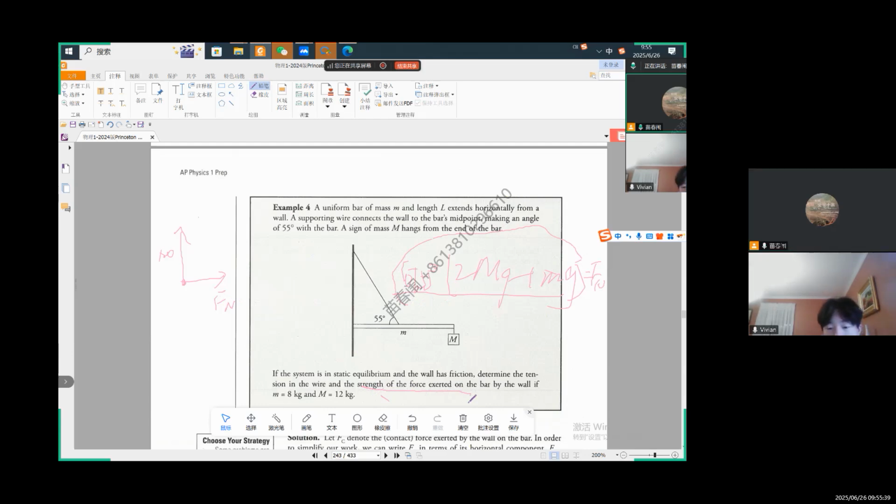Which one of these is the force they ask for? The strength of the force exerted on the bar by the wall. Is it just the normal force? Friction is also a force from the wall, right? So both of them are actually what they want. They want F normal, and they also want this. So you just have to add these two together.